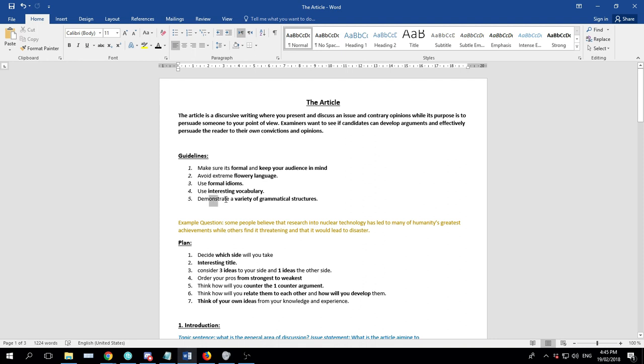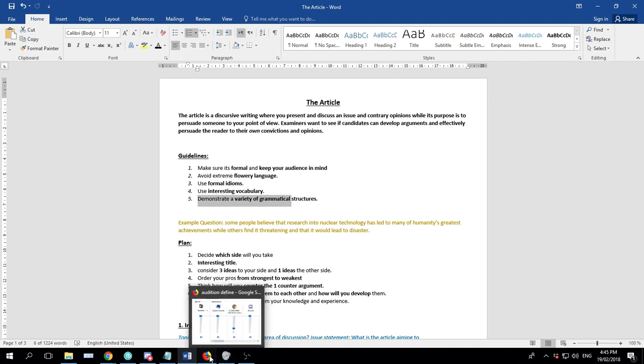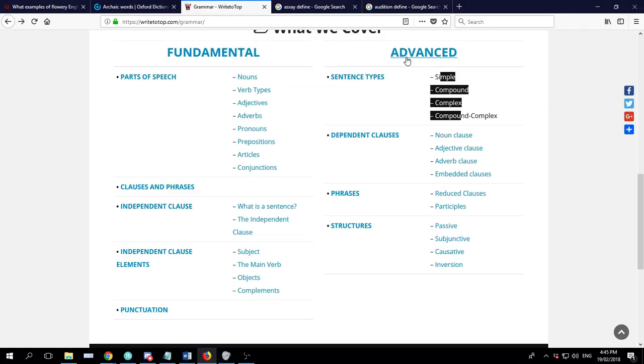Last but not least, demonstrate a variety of grammatical structures. With grammatical structures, I mean these sentence types, dependent clauses and phrases, structures, and the fundamentals. You should already have very good fundamentals. This will be in the description as well.